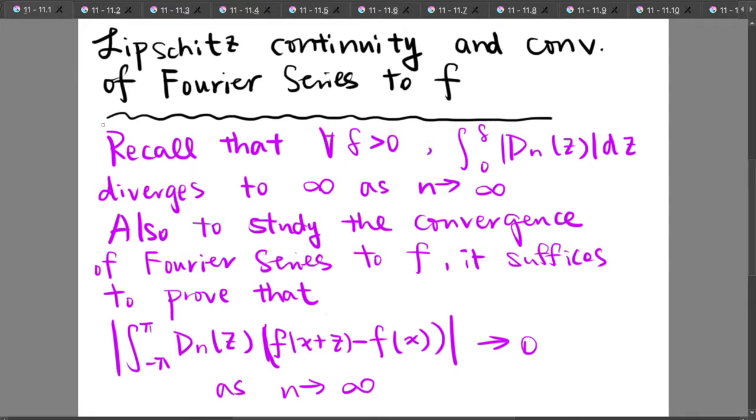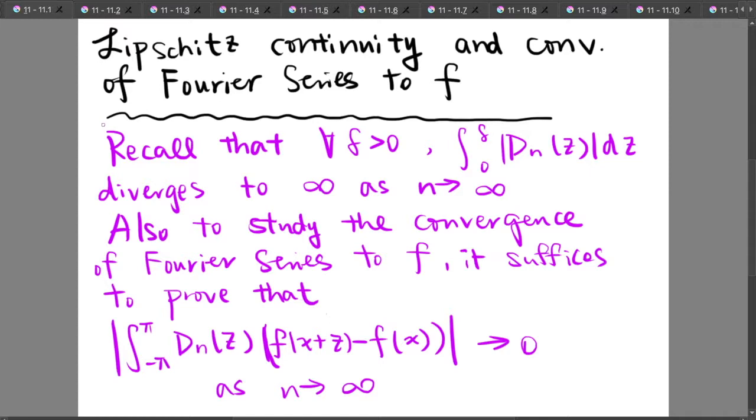Hi, in this video I'm going to talk about Lipschitz continuity and the convergence of Fourier series to the function itself. In the first video I will first introduce what Lipschitz continuity is, and in the second video I will prove that Lipschitz continuity implies that the Fourier series of f will converge to f.